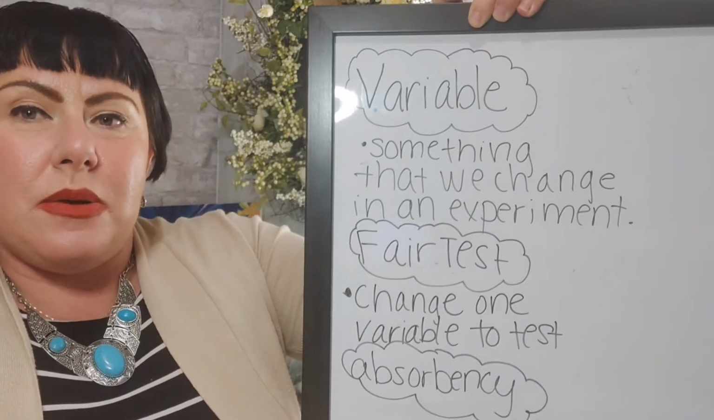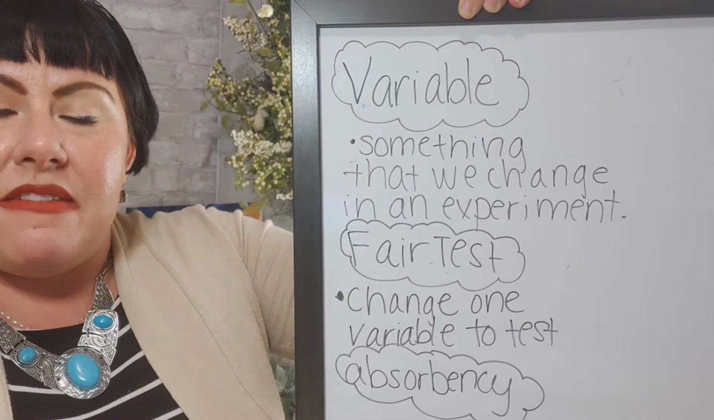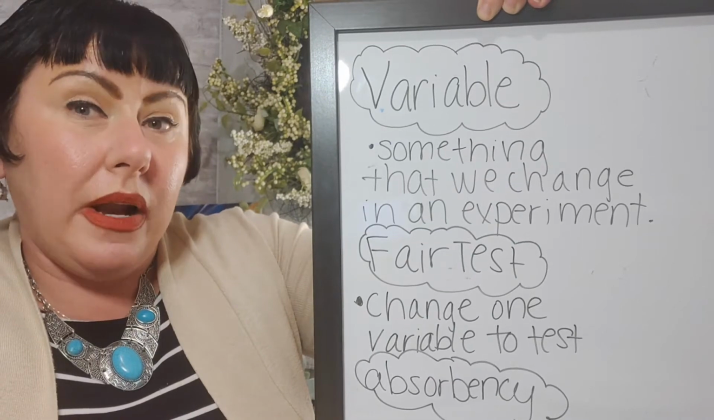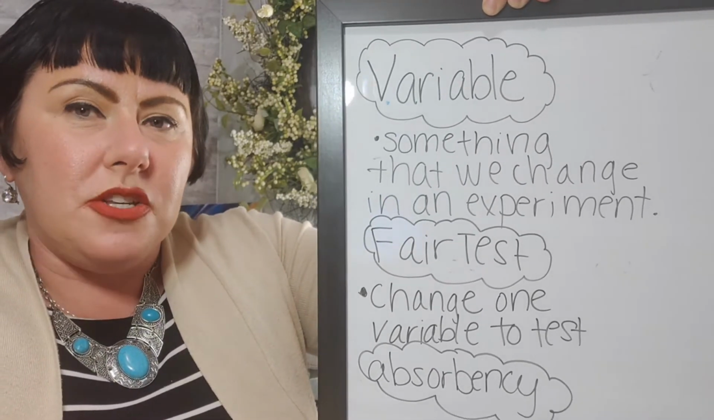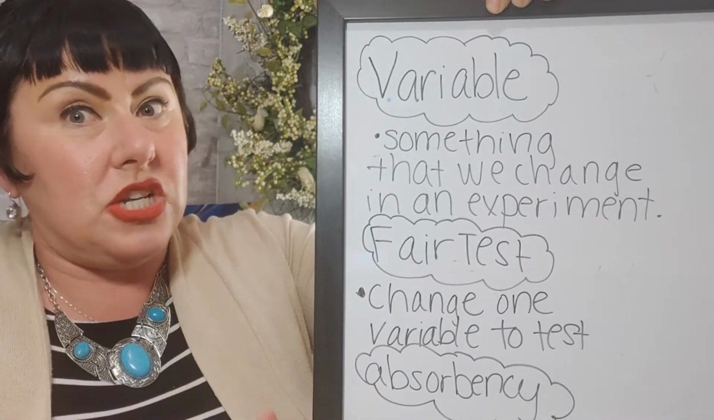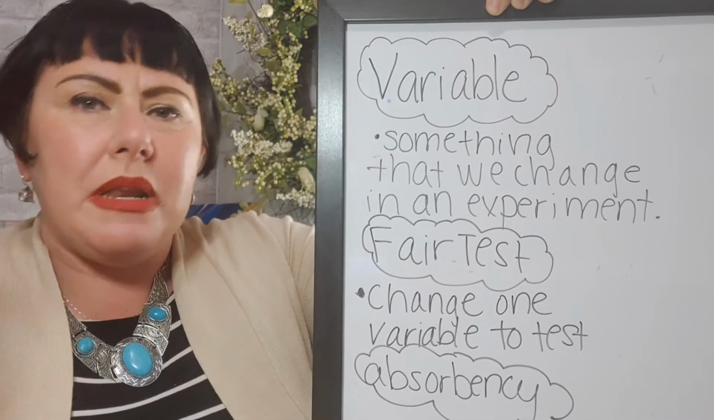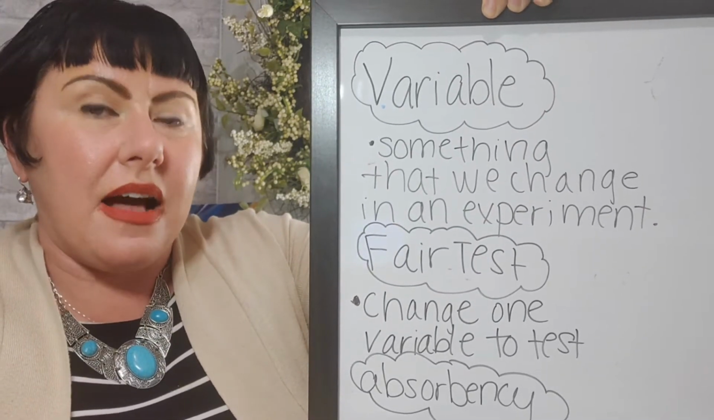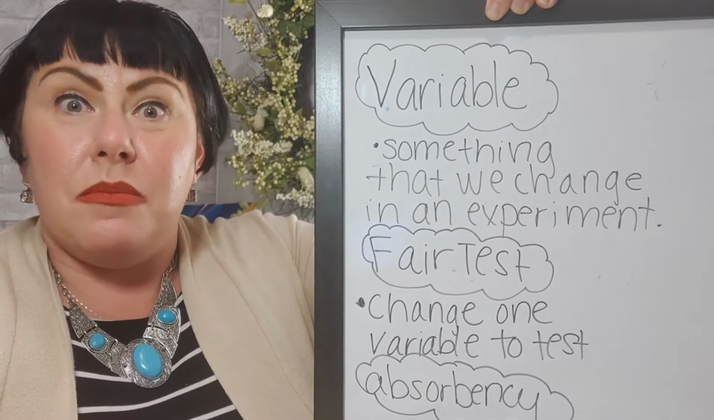And then the next thing we're going to talk about is if something is a fair test. So if we're testing materials and we're seeing what happens with them, our goal is to change one variable. We want to see what's actually happening, what's causing the change. And if we change too many things, as you're going to see in my experiment, we won't be able to focus on exactly what we're wanting to measure.